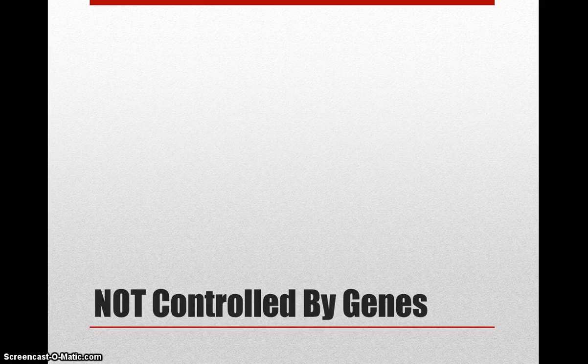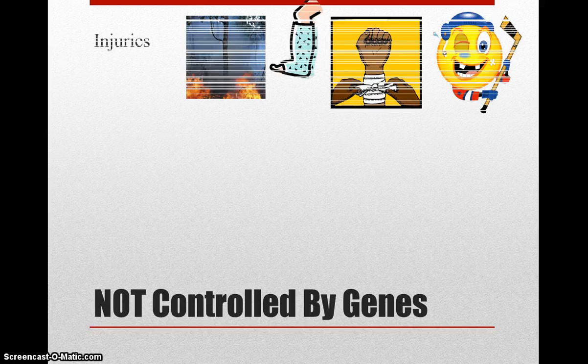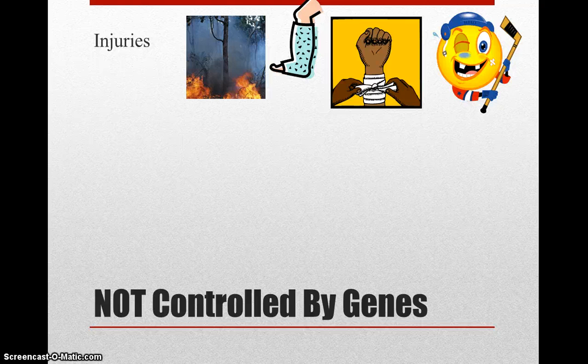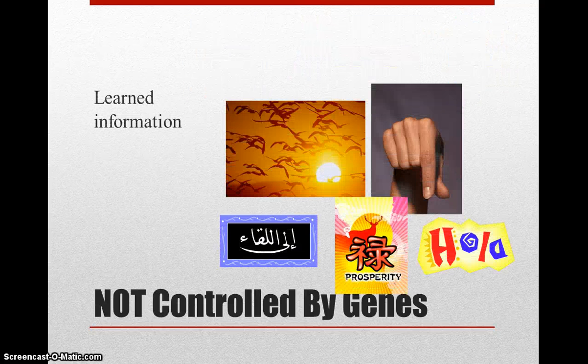The other question would be which types of traits are not controlled by genes. Well, things like injuries. You see this tree here is in a fire. If it survives, it may have some burned parts. Would it pass those down to its offspring? No, it wouldn't. Other types of injuries.